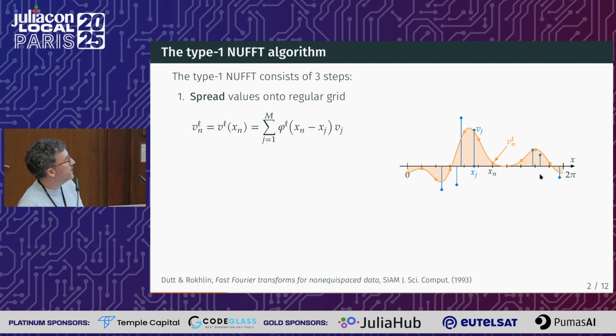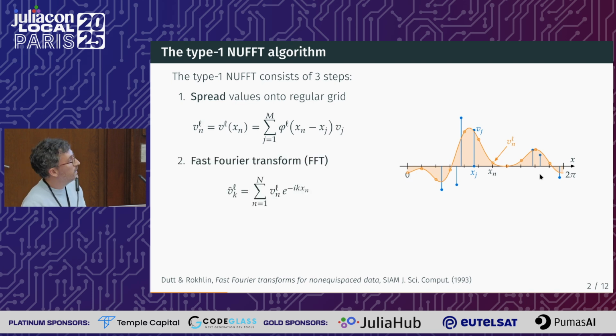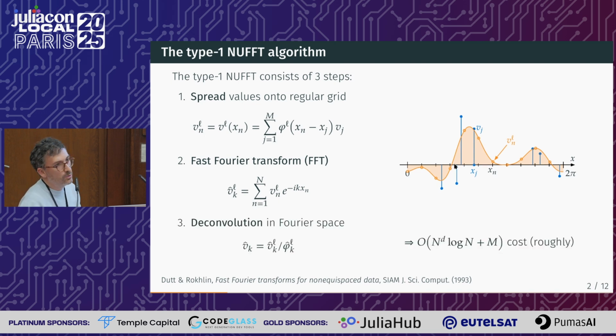And once you've done this, you can do an FFT. Once you have the FFT, so this is the FFT of coarse-grained data, you can deconvolute, and this is very easy to do in Fourier space because it's simply a division by the Fourier transform of this window function. And this is quite fast. I mean, it can be quite fast.